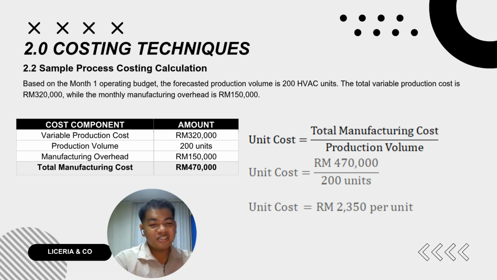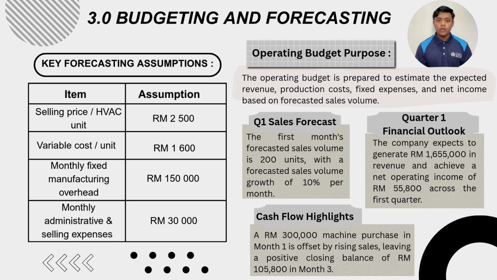influences our financial baseline. Moving on to the next critical phase of our operational and financial evaluation for Innotech Manufacturing, I will be discussing section 3.0, budgeting and forecasting, followed by section 4.0, break-even and profit planning. Let's begin by looking at our sixth slide, which outlines our operating budget and cash flow forecasts. The operating budget is prepared to estimate our expected revenue, production costs, fixed expenses, and net income based on our forecasted sales volume. This allows the company to control costs and monitor financial performance throughout the project.